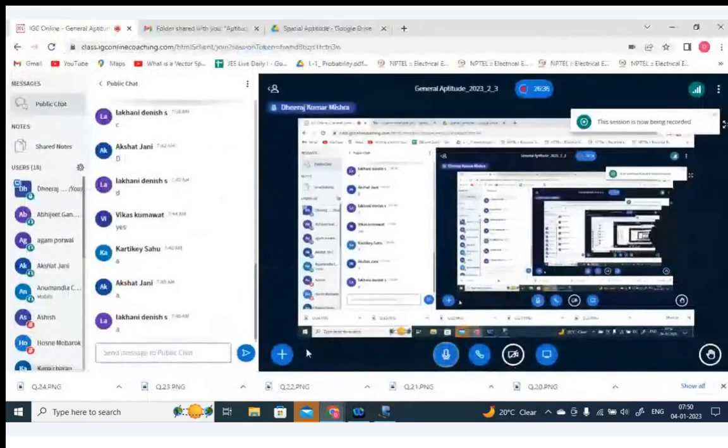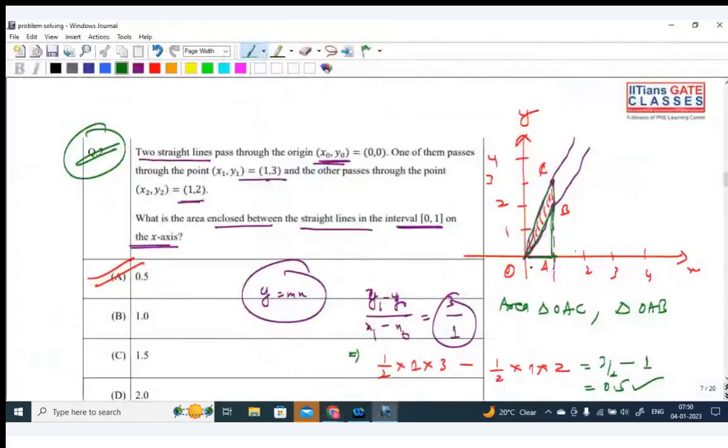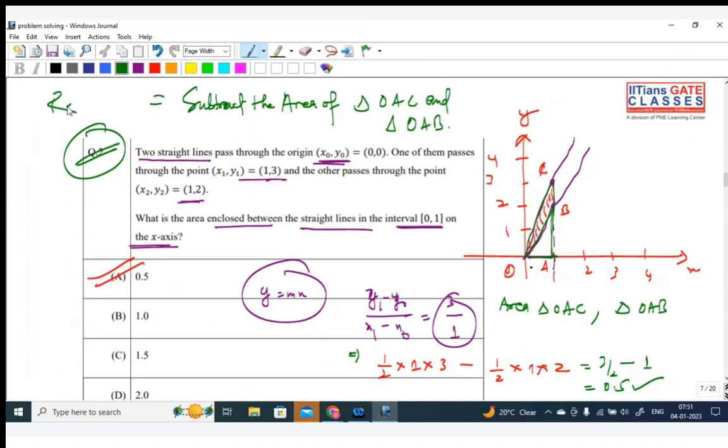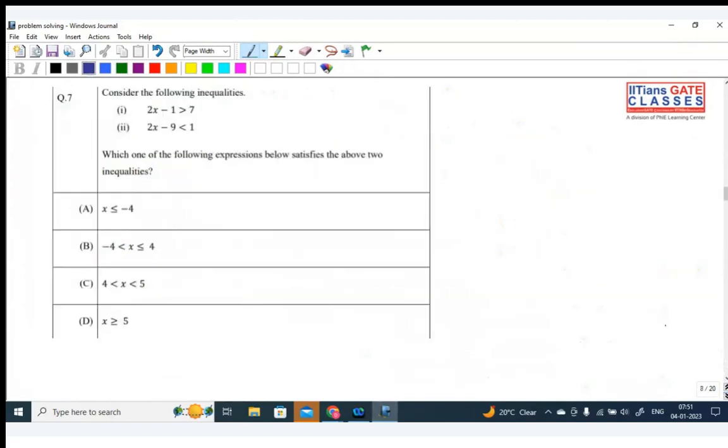I hope everybody understood, right? What you have to do here is just subtract the area of triangle OAC and triangle OAB. You will get the required area in that interval. So the answer is going to be 0.5. Okay, let's move on to the next question.